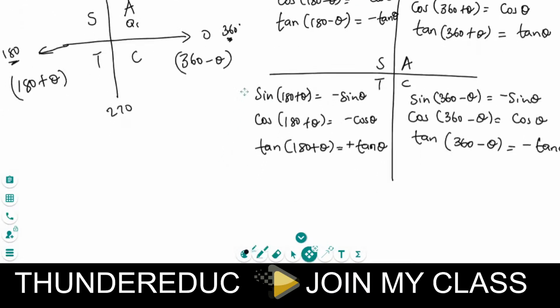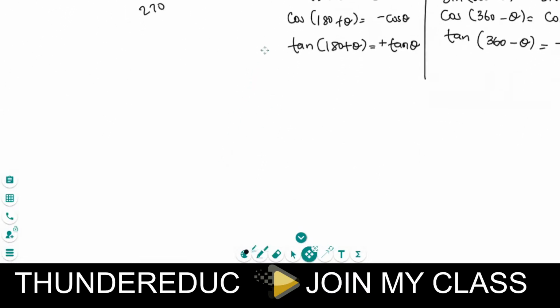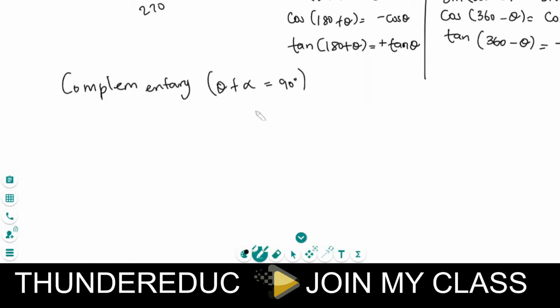Then besides this, we also use the complementary angles. So we know that complementary angles will be basically a combination of angles that give us 90 degrees. So two angles, let's say theta plus alpha, must give us 90 degrees. These are complementary angles. So if we associate the complementary angles with the trig ratios, if we have, let's say, the sine of 90 plus or minus theta, this must reduce to a cos of theta.